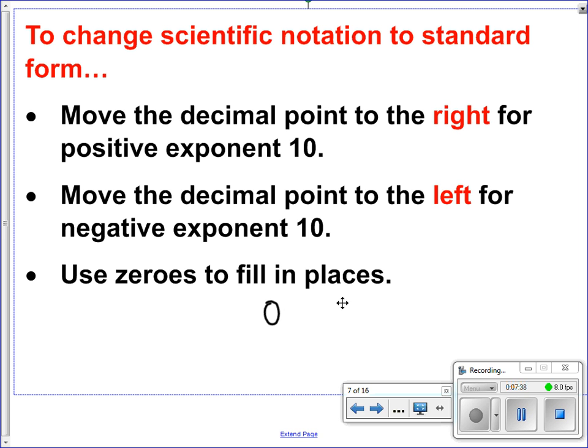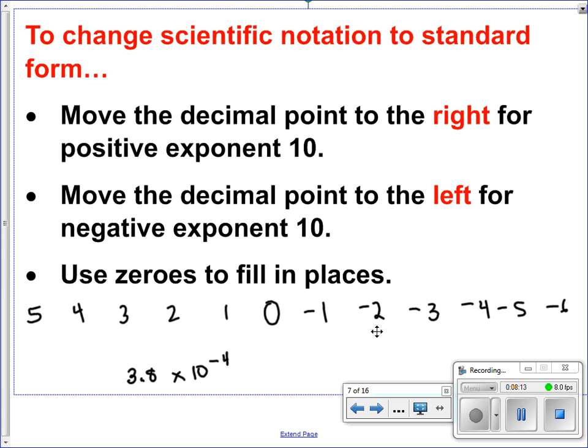Imagine that this is 10 to the 0. -1, -2, -3, -4, -5, -6, +1, +2, +3, +4, +5. All right, let's say that you have a number like, and this is really helpful with negatives, so I'll just make up a number here. 3.8 times 10 to the negative 4th. That means that your decimal is right here.